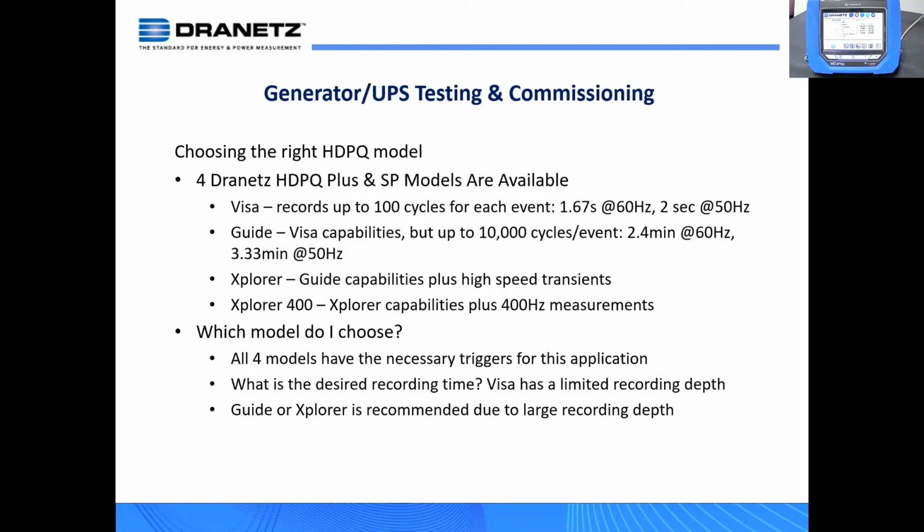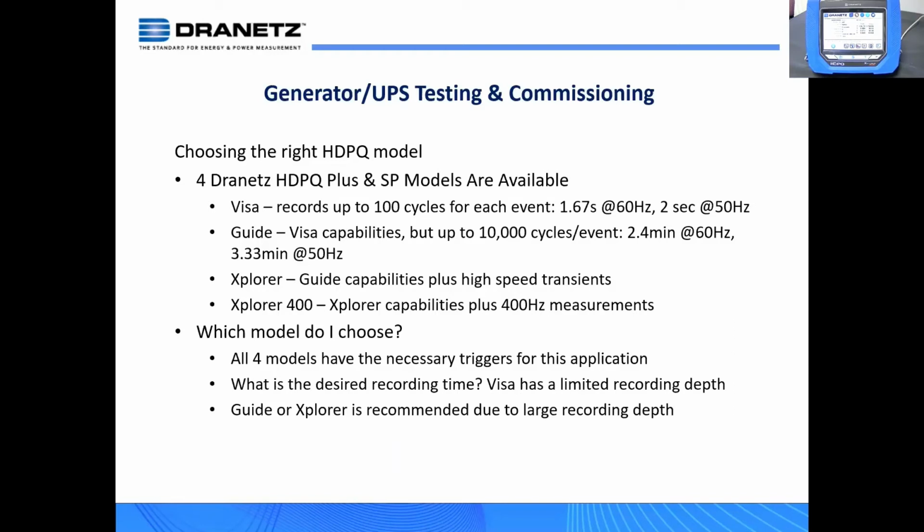Just for information, the Explorer has all the Guide capabilities, but it adds high-speed transient capabilities. The Explorer 400 has all the Explorer capabilities, but gives you the ability to measure 400 hertz measurements. Probably not applicable in this type of utilization, but that's for aviation and shipboard and stuff like that that distribute power at 400 hertz.